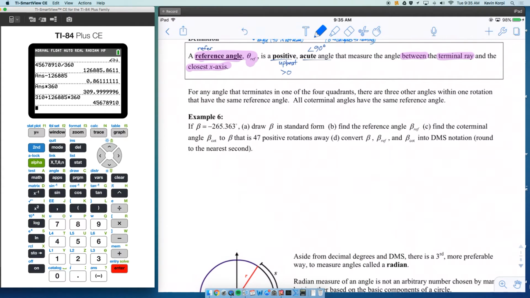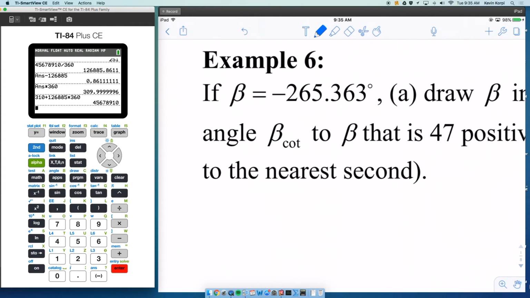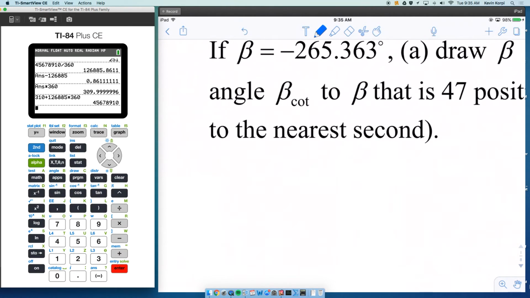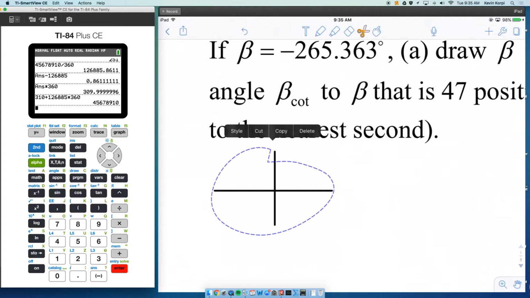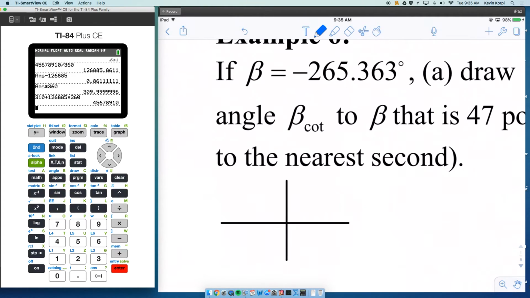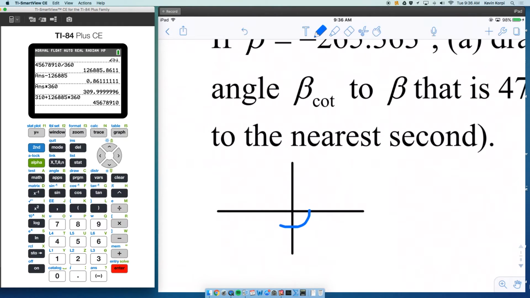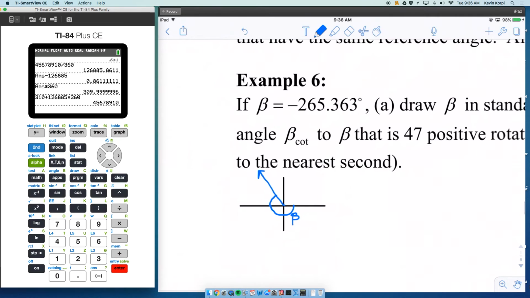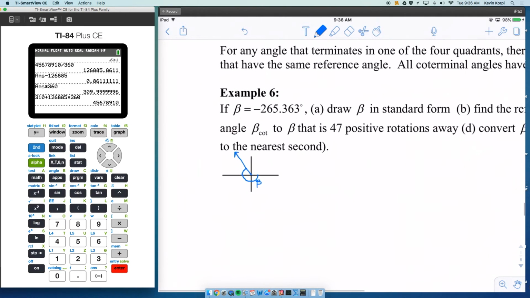All right, example 6. If beta is negative 265.363, draw beta in standard form. All right, so I'll just reuse this xy axis. And negative 265.363 is going to rotate in which direction? Clockwise. So here's negative 90. There's negative 180. I have to stop short of negative 270. So I'm going to be somewhere over here, and I'm going to call that beta. So beta terminates in quadrant what? 2, right? Quadrant 2.